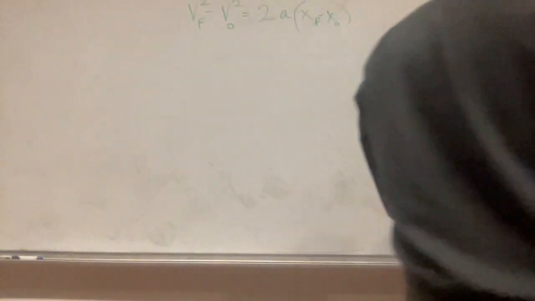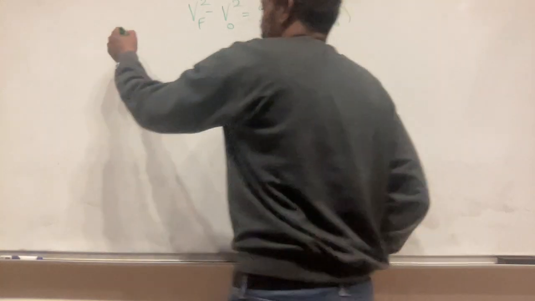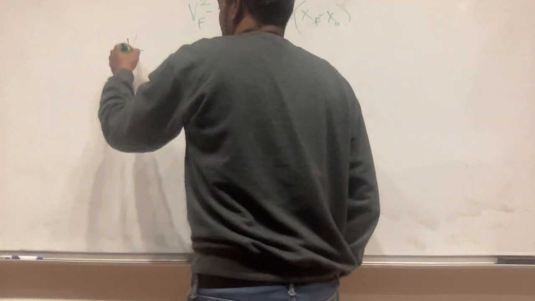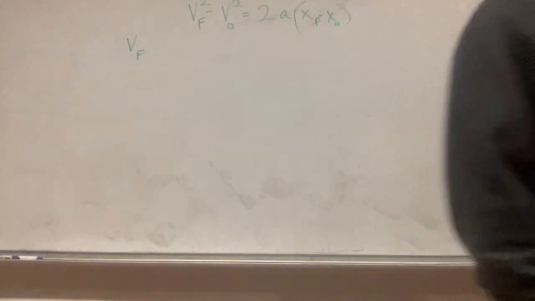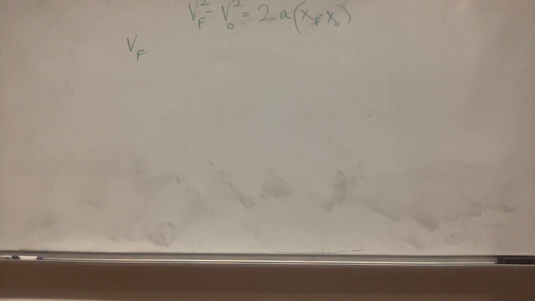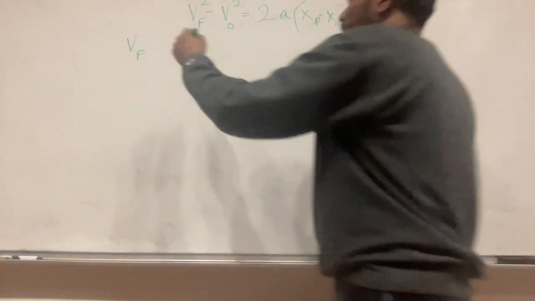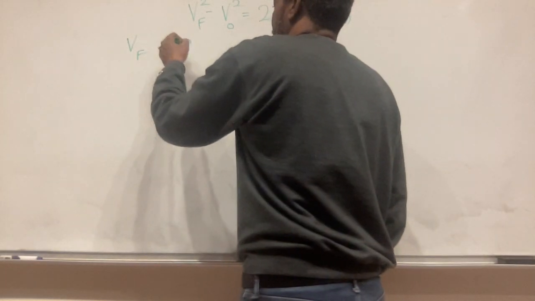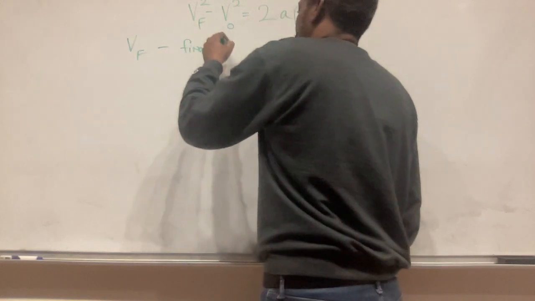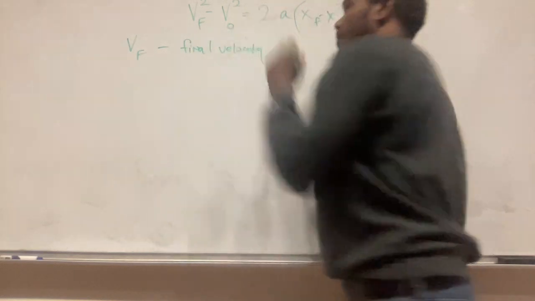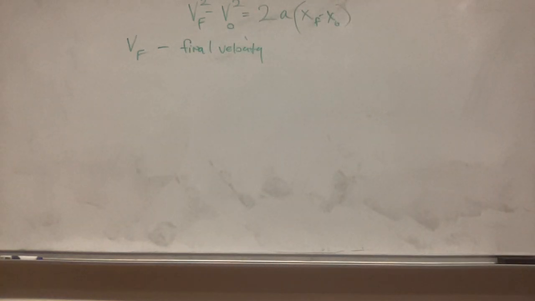Okay, so it's the golden rule. Let's talk about the terms. V sub F stands for final velocity. Final velocity. Why is that important?